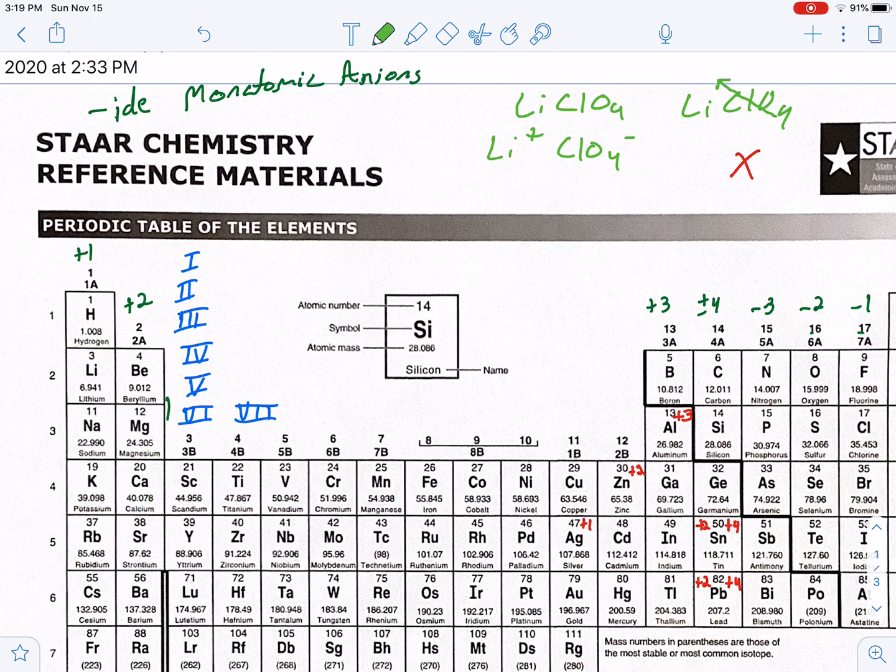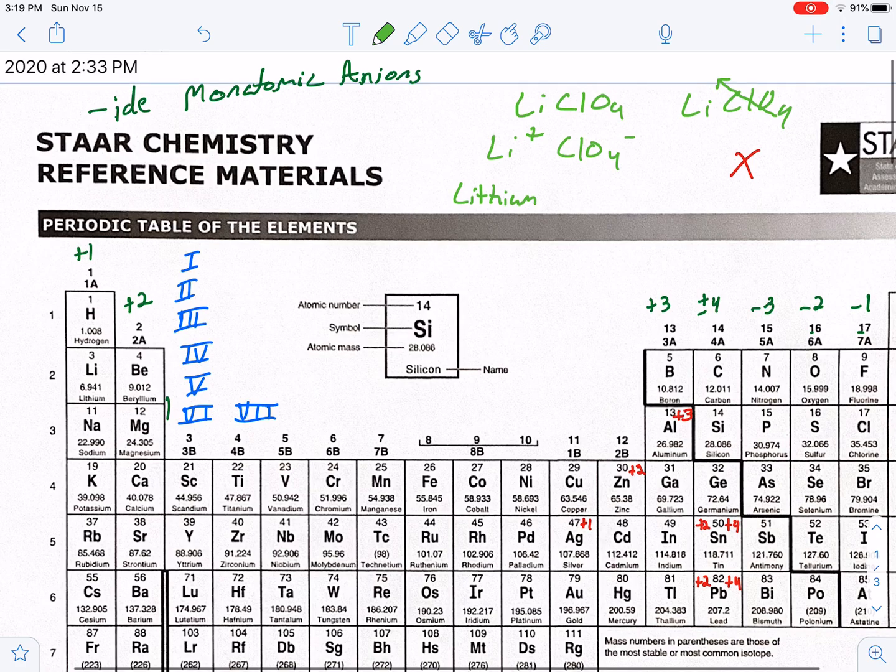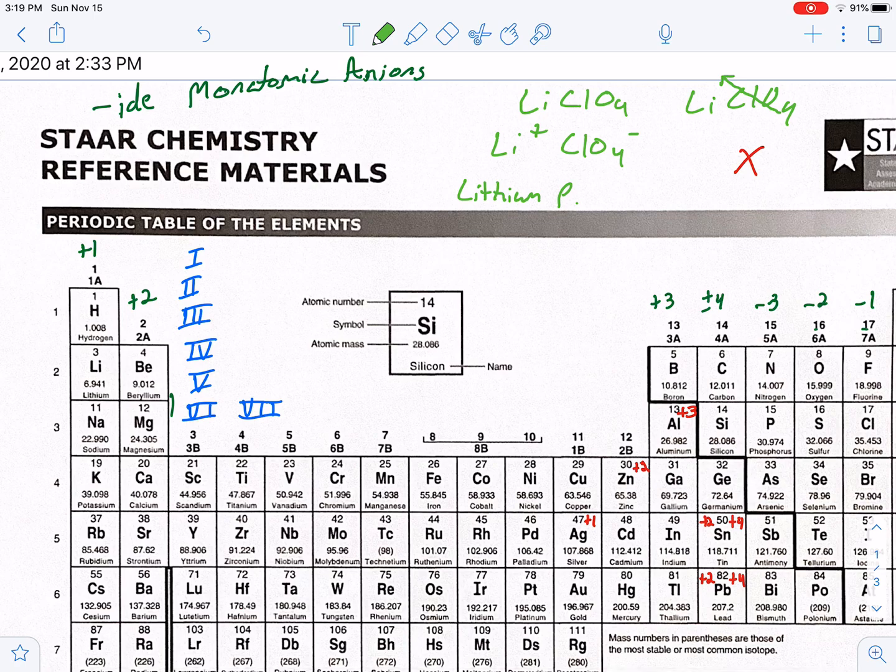Let's do our name. This would be lithium. Okay, we already knew lithium was not a transition metal. We just found it as number 3 on the periodic table. So we don't need a Roman numeral. So this would just be lithium perchlorate. Okay, that's it.